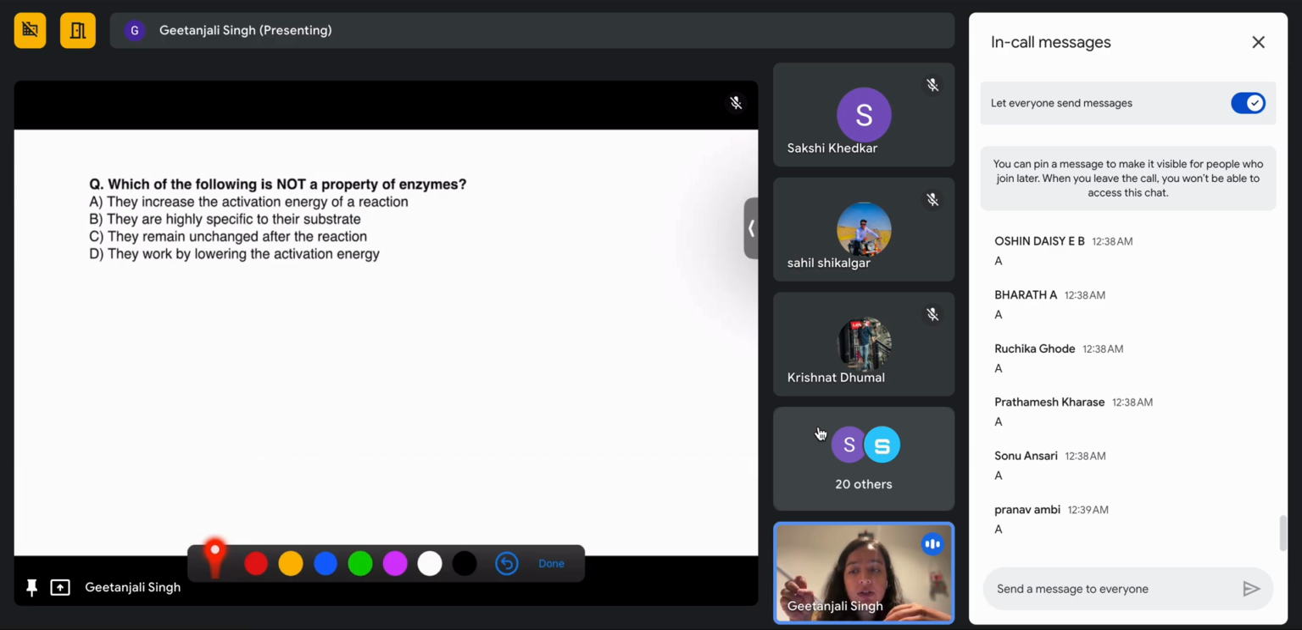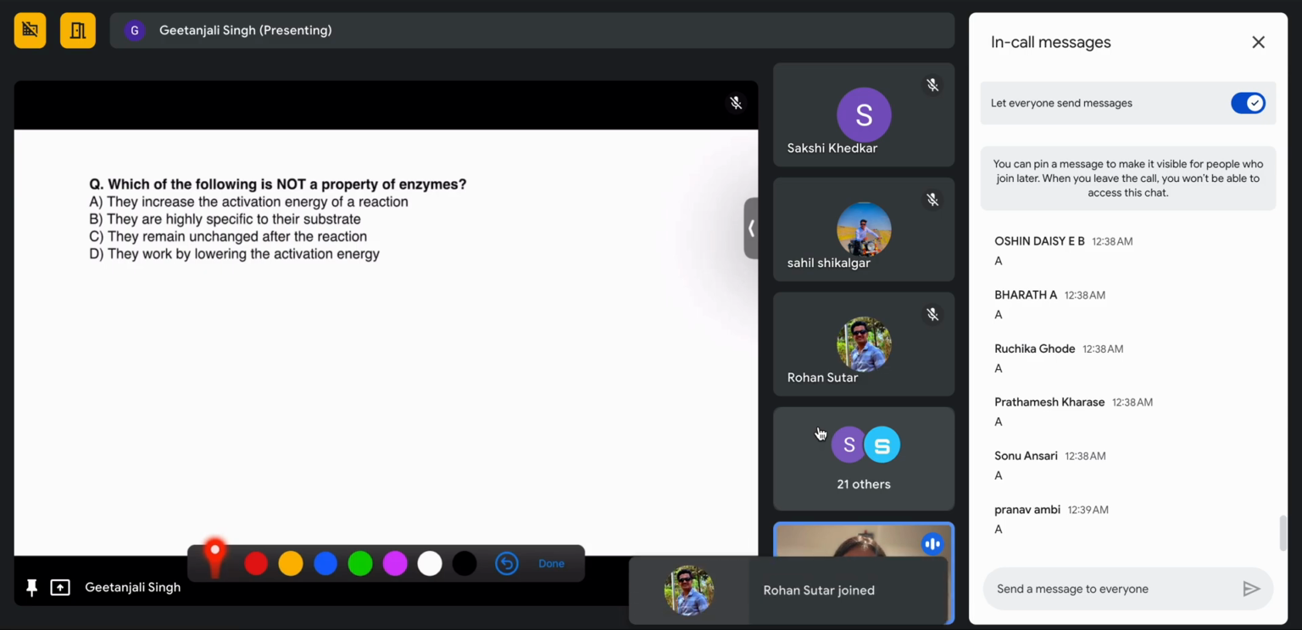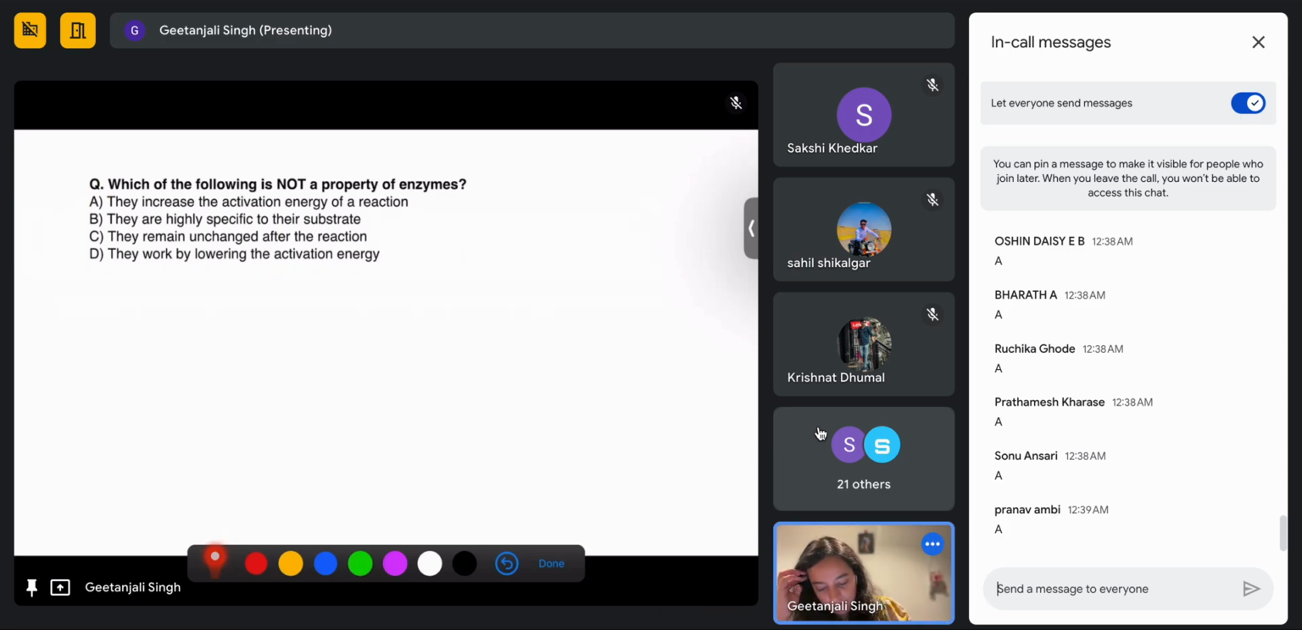They remain unchanged after reaction. That's true. Once the reaction is done, enzymes are left in the condition in which they started. So yes, they remain unchanged even after the reaction. They work by lowering the activation energy. That's again true, and hence A is the option that's not correct.